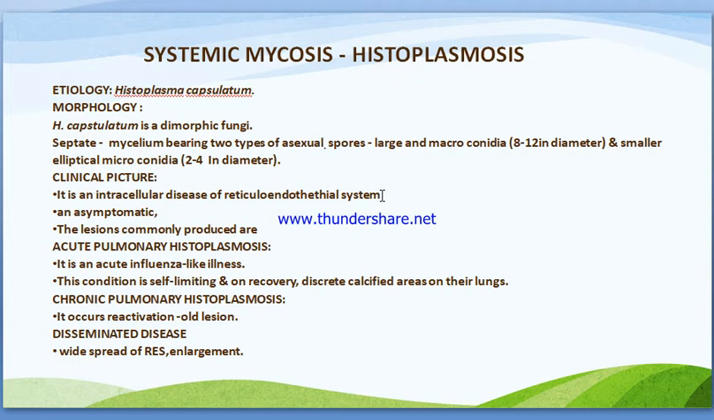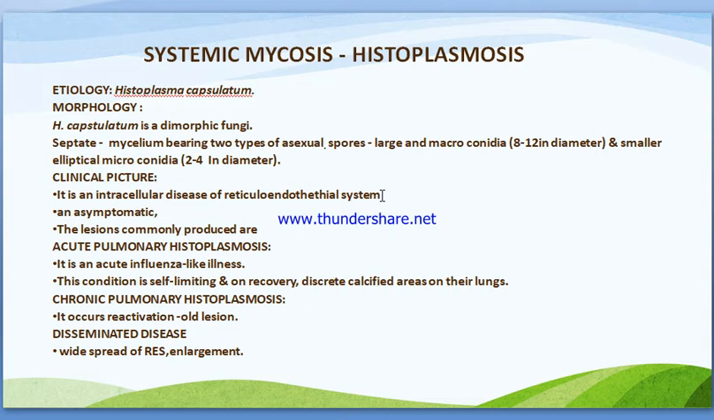The infection takes a long incubation period, and most infections, 90 to 95%, are asymptomatic. However, due to heavy exposure to spores of the organism, or due to some underlying disease, immunological deficiency or immunosuppressive conditions, manifestations do occur. The lesions commonly produced are of 3 types. The first one is acute pulmonary histoplasmosis, an acute influenza-like illness characterized by fever and non-productive cough. This condition is self-limiting, and on recovery it produces discrete calcified areas formed in the lungs.